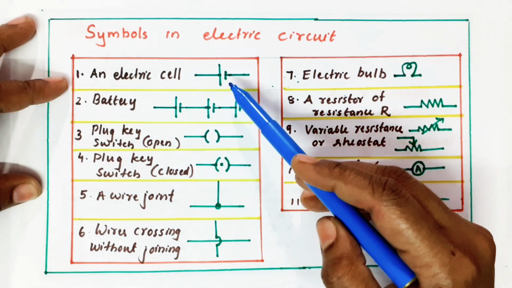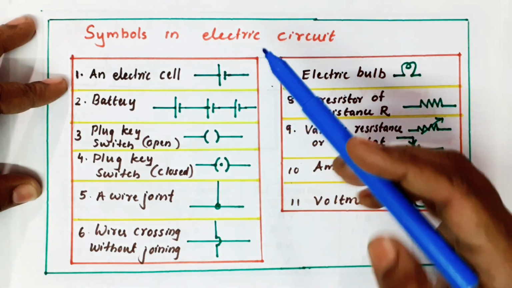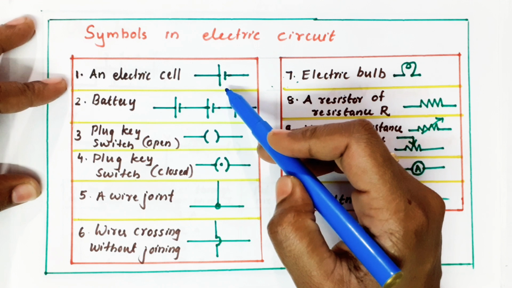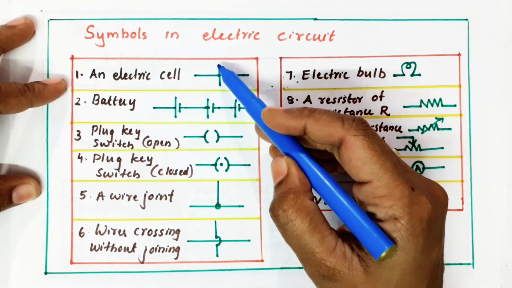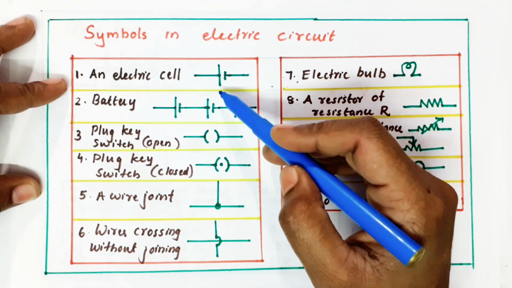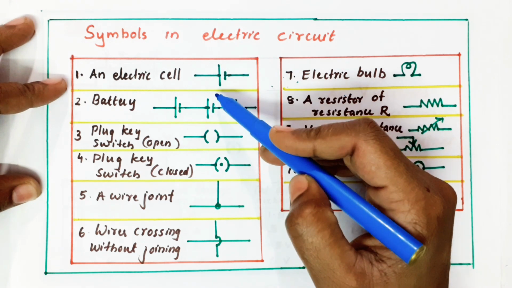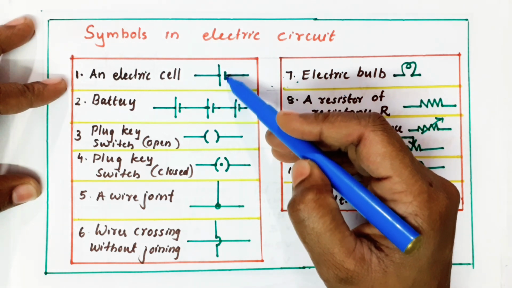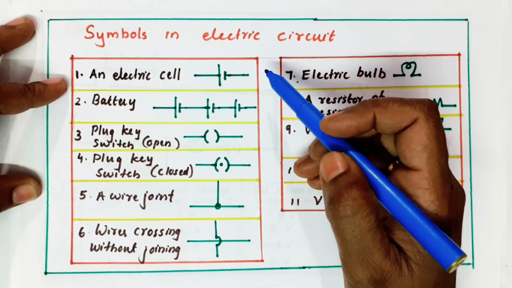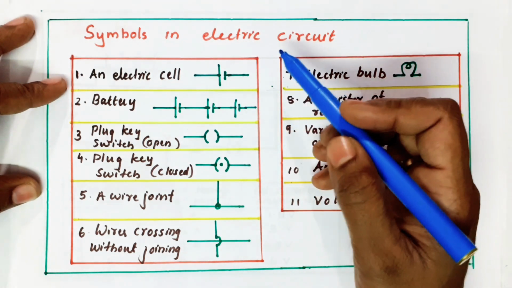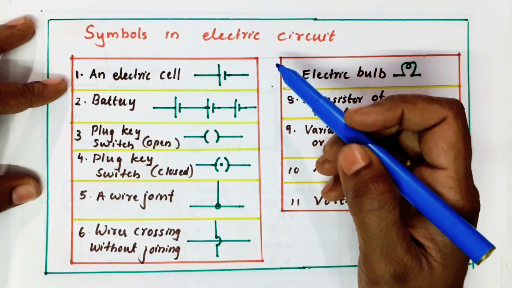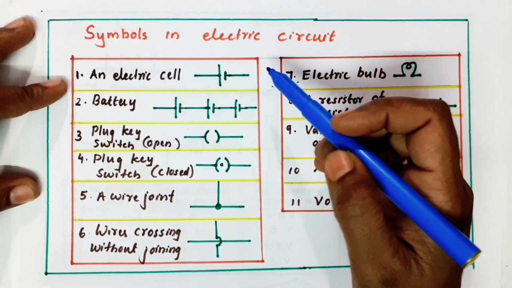This is the symbol of a cell. A cell consists of a positive terminal and a negative terminal. The bigger standing line represents the positive terminal and the small standing line represents the negative terminal. This is called a cell, which we use inside the remotes of our TV.